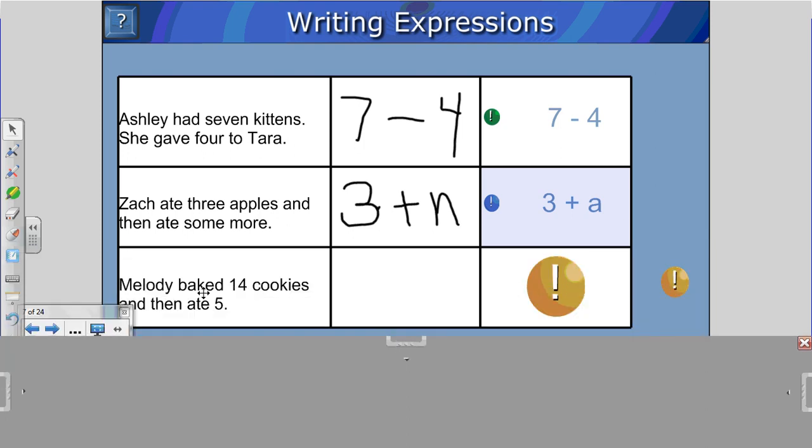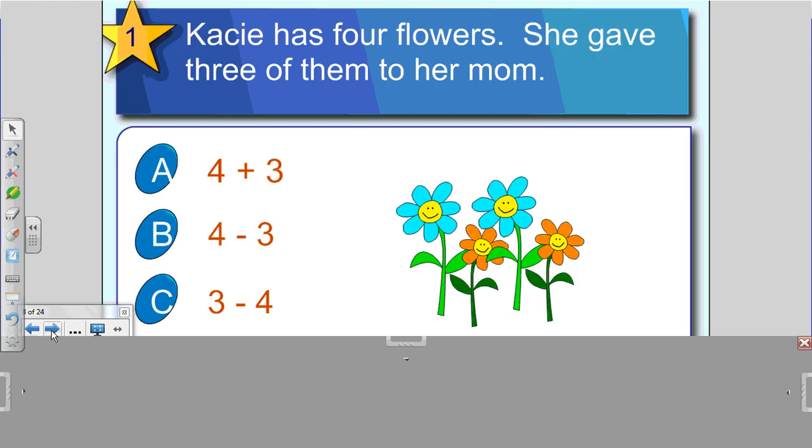Let's try this one. Melody baked 14 cookies, and then she ate 5. So she had 14, but then she ate 5, so she's taking away 5. Subtract. See if that is correct. Sure is.